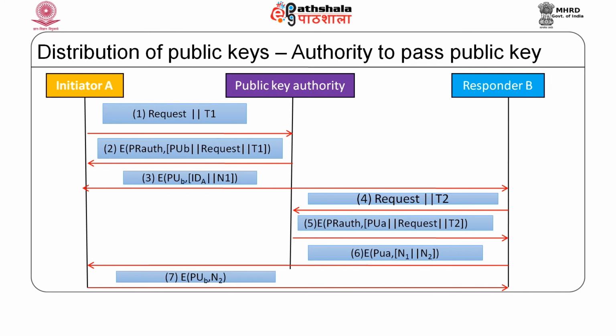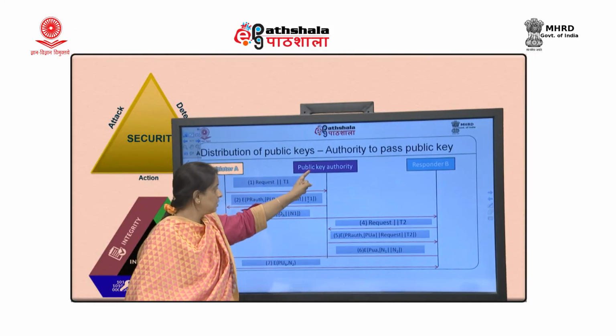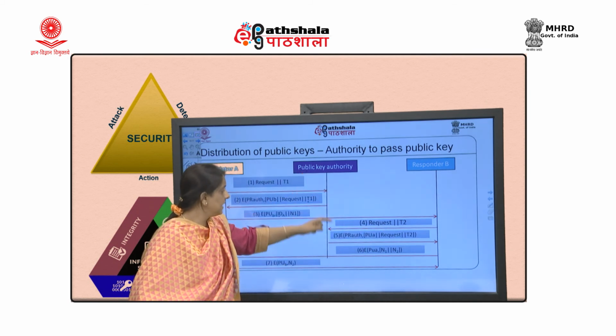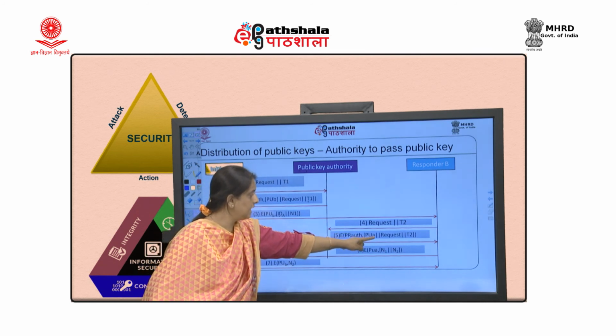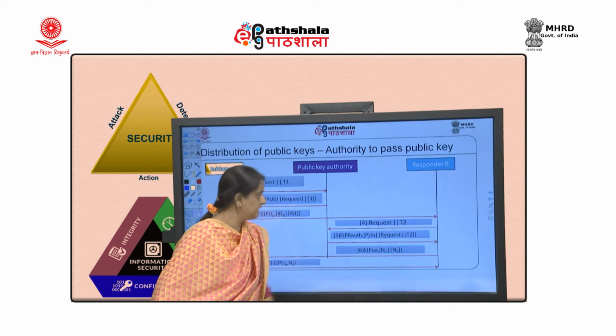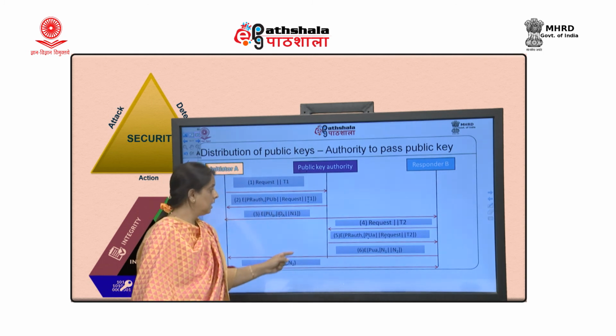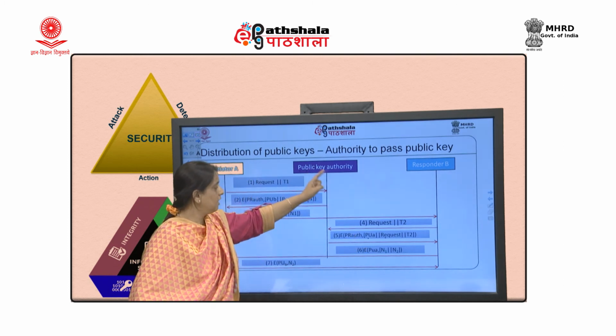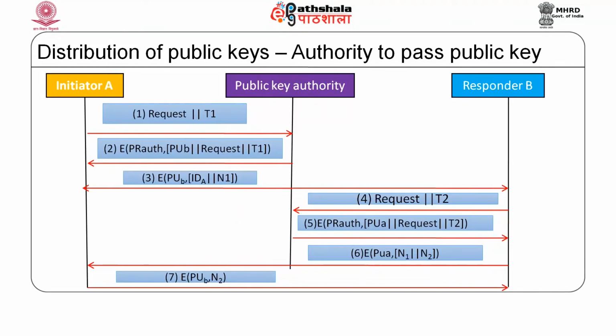B has to go to the public key authority to communicate with A. So, it would again generate a request with timestamp. Once again the public key authority would send back the public key of A and the original request back to B. B would decrypt it because B has a public key of authority, and it would get the public key of A. Now, what B will do: whatever B has got from A, N1, it would generate its own random number N2, append it with N1 and send it to A.